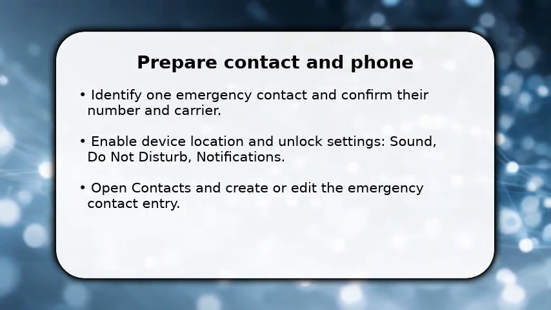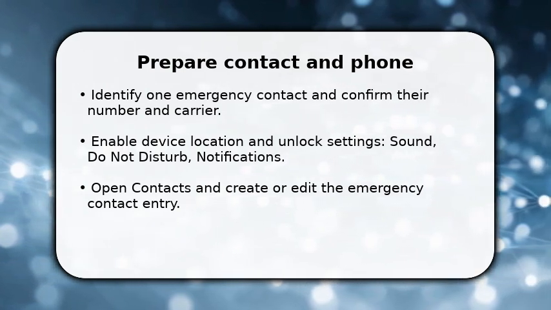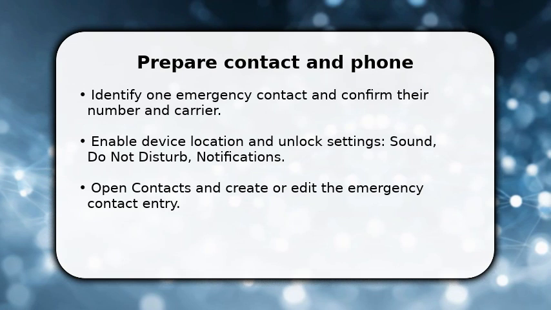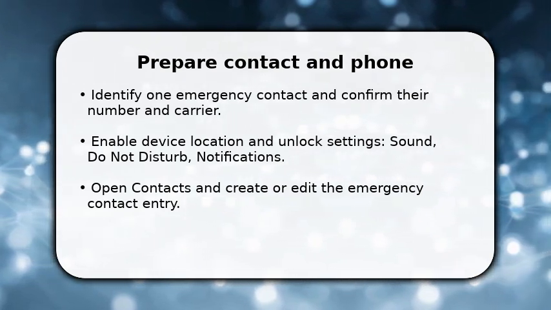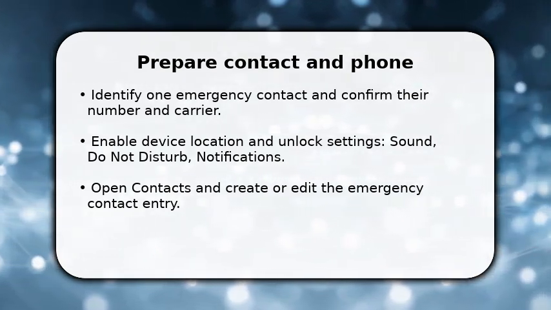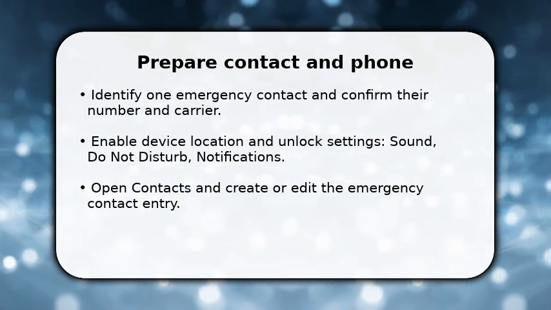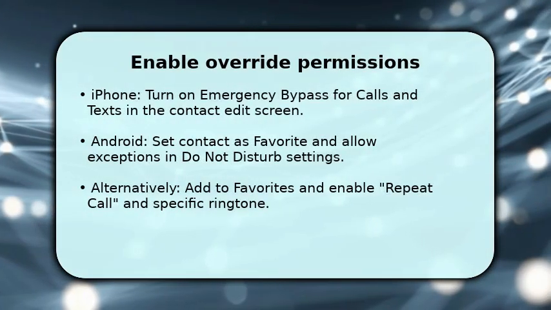Now open your Contacts app, find or create that entry, and prepare to modify calling and message permissions. You're doing this so calls will override silence when it matters, not because the phone will ring for everyone. You now grant the contact an exception.